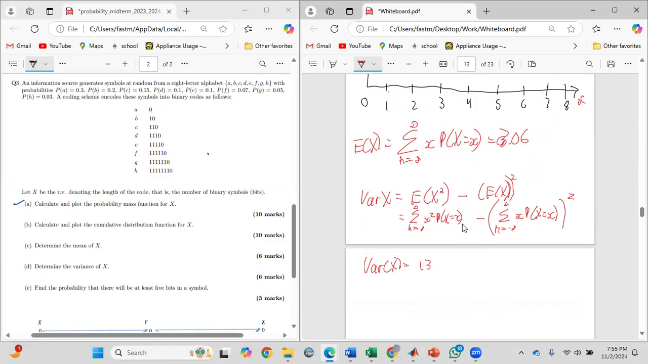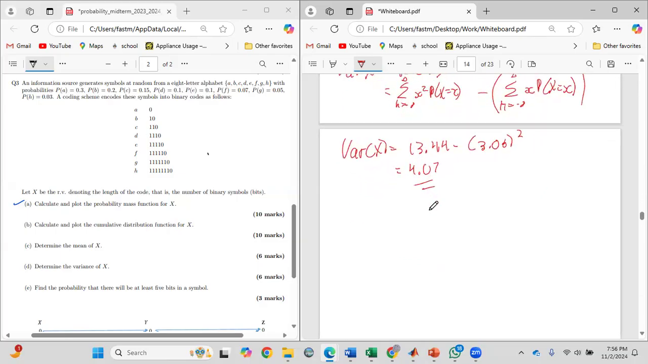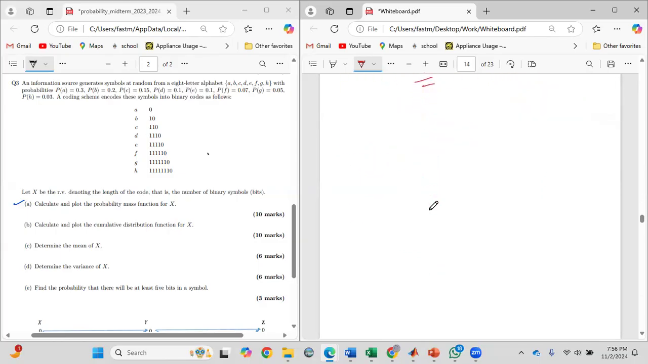So that'll be 13.44 subtract the expectation squared. Putting it in a calculator, the answer subtract 3.06 squared, and you get 4.07. Alright, so that was that. In this one, we found the expectation and variance for discrete and continuous. So let's be careful with summation versus integration, so you know which one you're doing for sure.